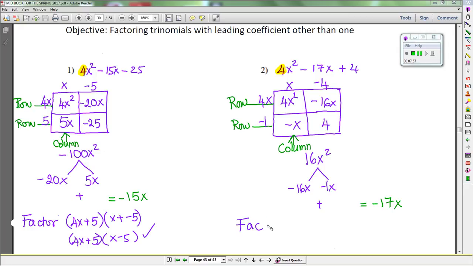So we can conclude that our factors are, let me start with the row first, 4x plus negative 1, times the sum of the column, which is x plus negative 4. Now if you have a plus and a minus sign together, you can simplify that. So it will be 4x minus 1 times x minus 4.